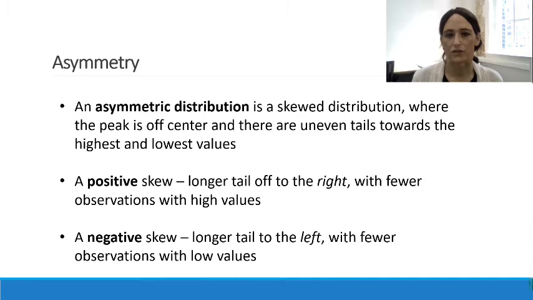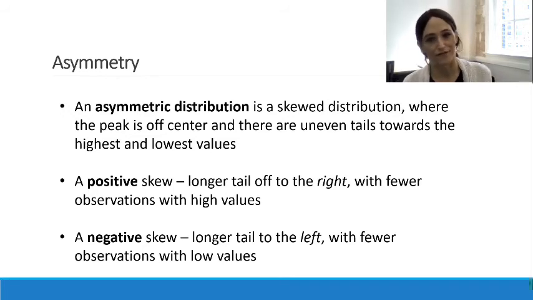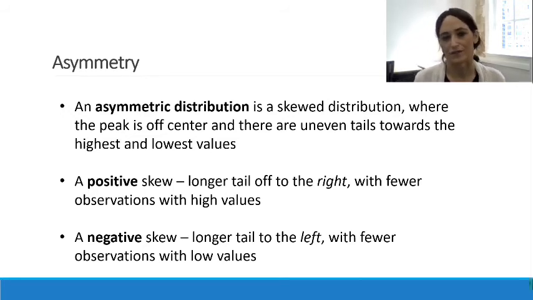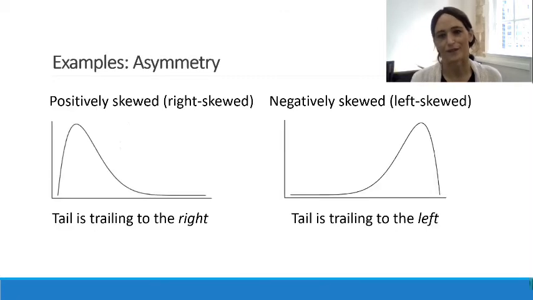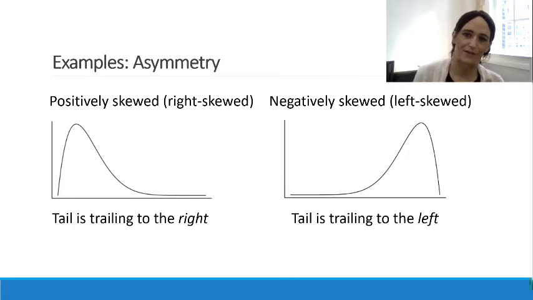A positive skew is when we have a longer tail off to the right with fewer observations with high values. A negative skew is when there's a longer tail to the left with fewer observations with low values. And the best way to look at this is positively skewed, it's skewed to the right. It refers to where the tail is going. Okay, so that's to the right, it's tailed, it's positively skewed. Negatively skewed or left skewed, the tail is going to the left, okay?